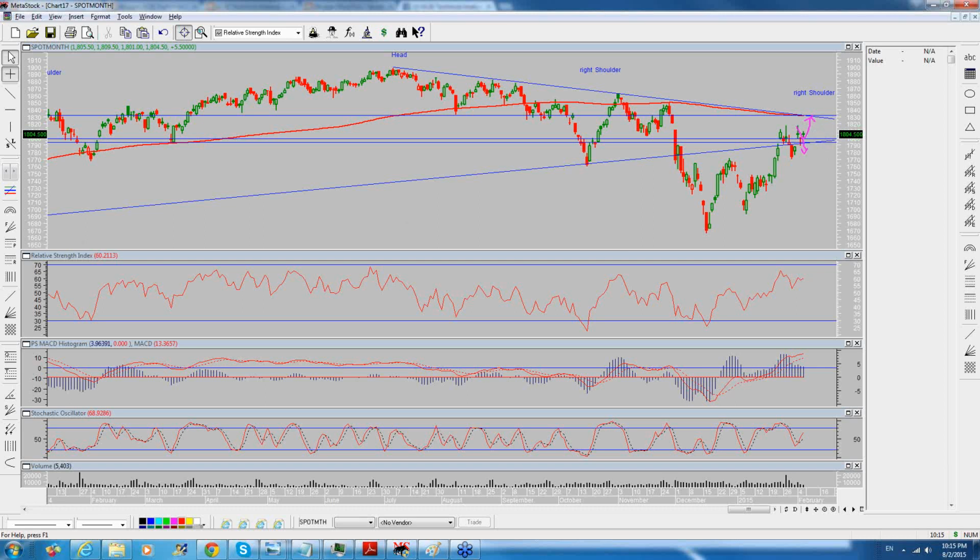There's a question: what is the key resistance? The key resistance is 1830. If you ask me for the zone, I like to use the zone, especially for the CI, 1820 to 1840. If you ask me for the exact point, it is 1830.